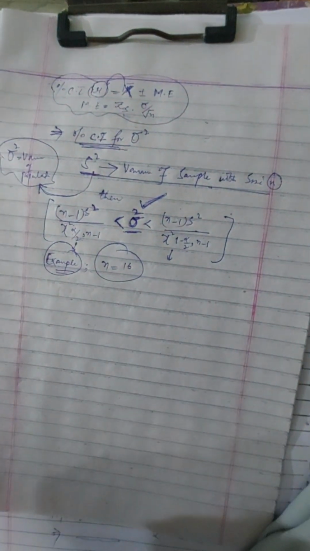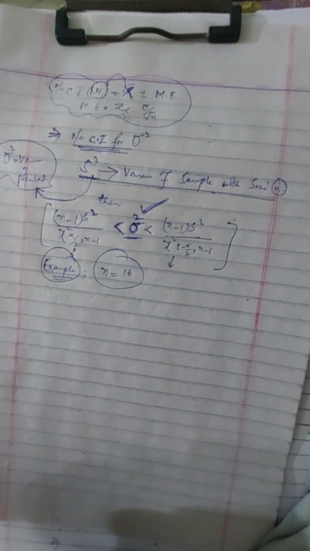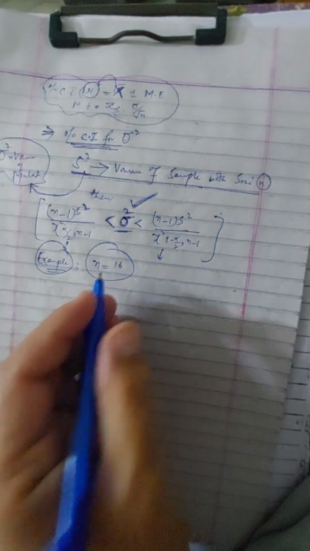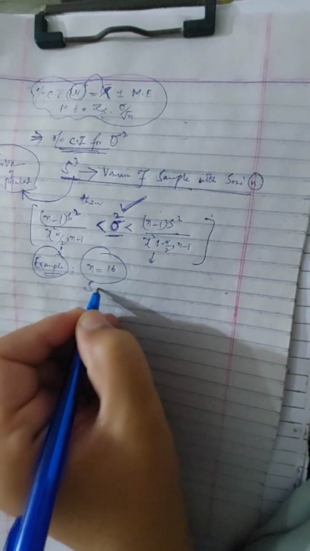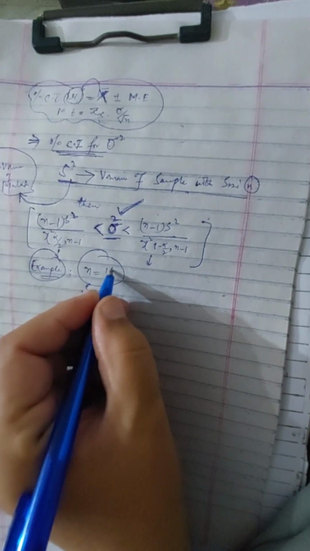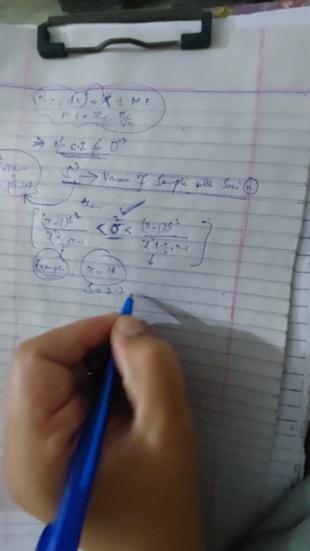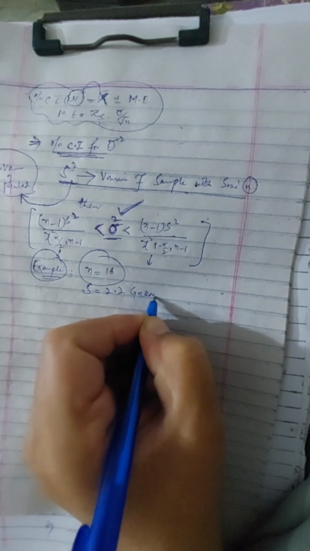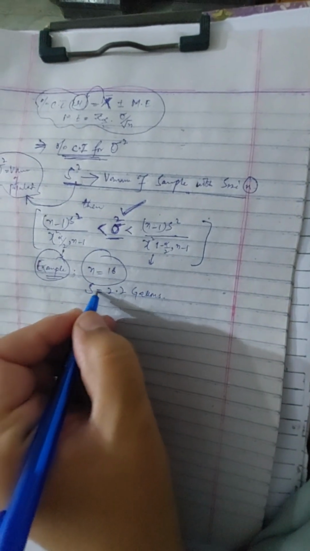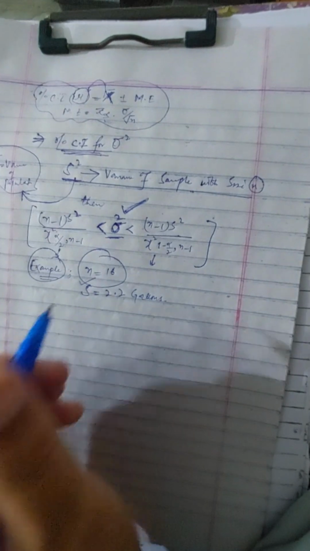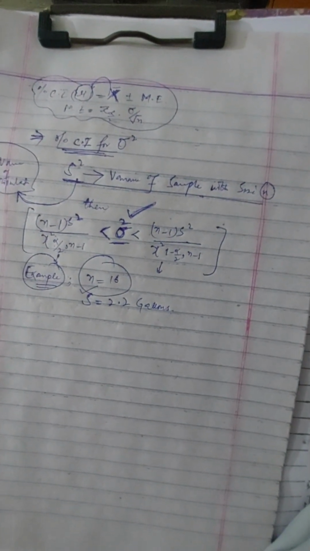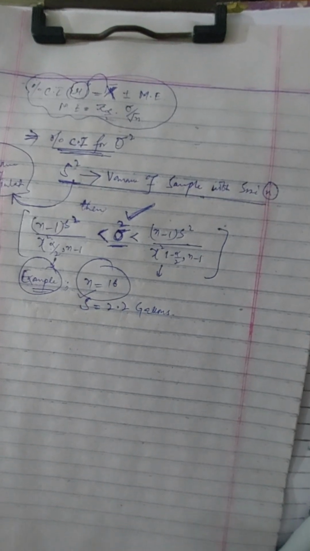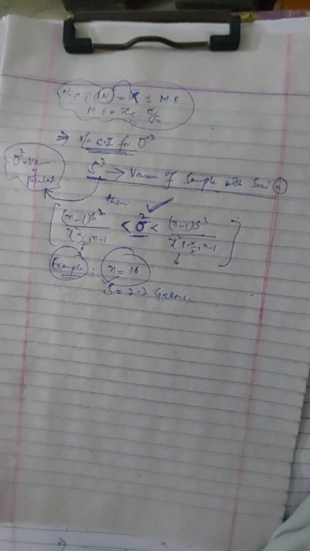So in 16 test runs, the gasoline consumption of an experimental engine had a standard deviation of 2.2 gallons. So it means that the standard deviation S for this sample of 16 is 2.2 gallons. This is the standard deviation value S. And it is a normal population, which means that the population follows a normal distribution.